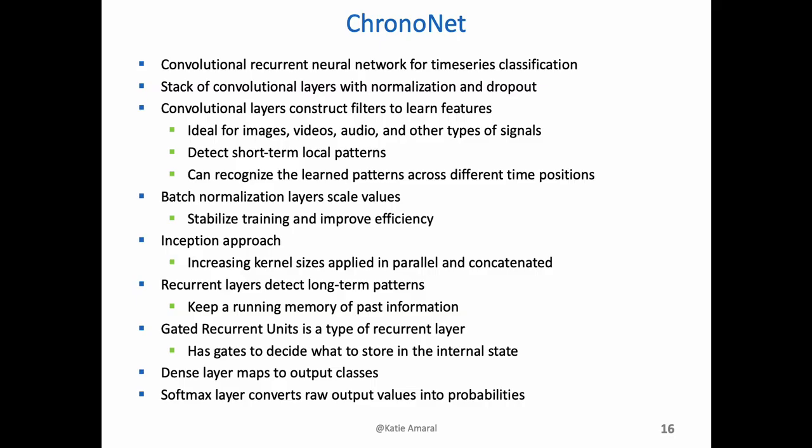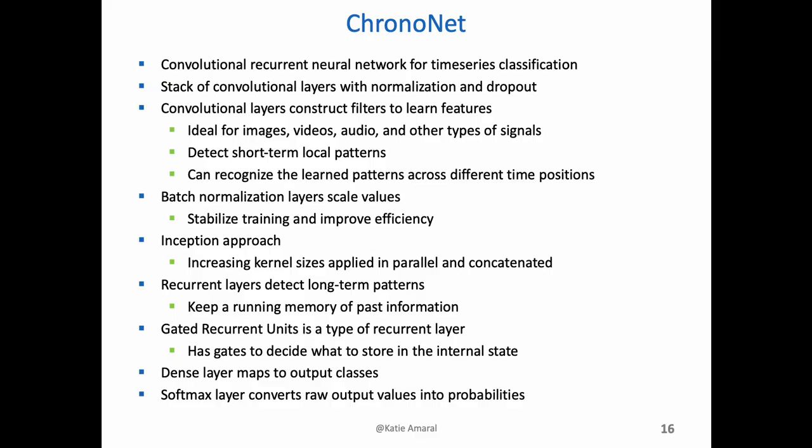The ChronoNet model is a convolutional recurrent neural network designed for time series classification. The model is a stack of convolutional layers with normalization and dropout, where the outputs are then passed to a stack of recurrent layers. Convolutional layers detect patterns in the data and extract features with filters. Convolutional layers detect short-term local patterns in the time series data and can recognize those patterns across different time positions in the signal. The stacks are built with the inception approach, where increasing kernel sizes are applied to each layer and the block of layers and run in parallel and then concatenated together.